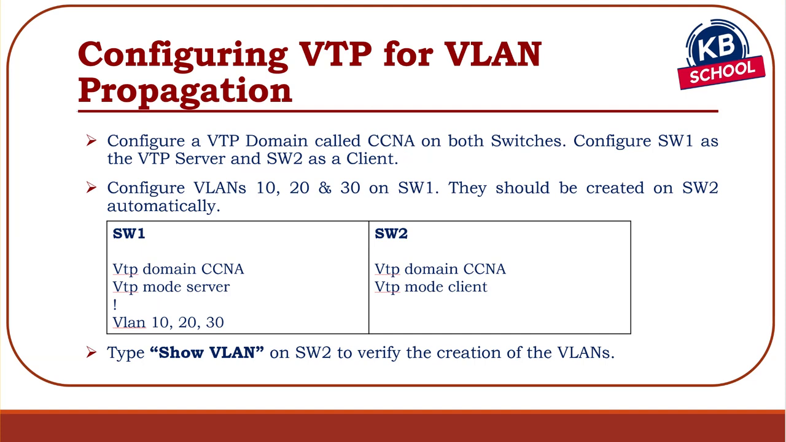So configure a VTP domain called CCNA in both switches. We did that. Switch 1 is a VTP server. Switch 2 is a VTP client. Configure 10, 20, 30 on switch 1. I also created a 40. They should be created on switch 2 automatically. I showed you that. Show VLAN to verify it.